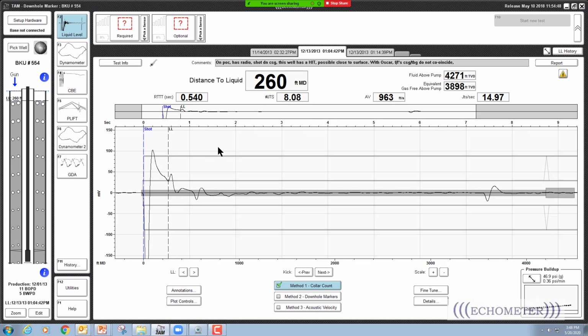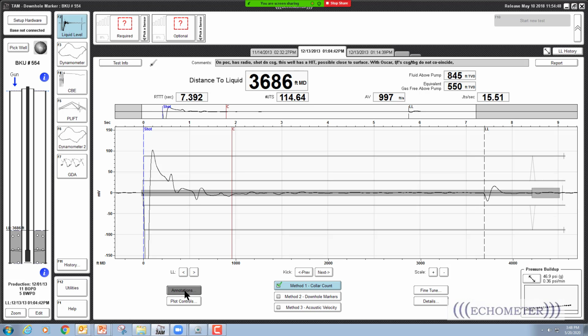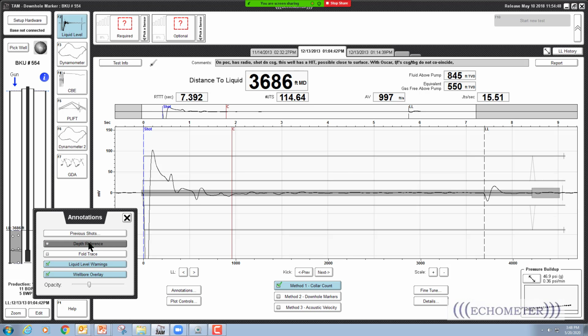We could have, if we didn't want to put the liquid level marker there, we could have put the liquid level marker in the correct place and gone to annotations and turned on the depth reference line and pulled the depth reference line up to that same point. So that would be the correct, probably the more correct method to pick the distance to the hole.